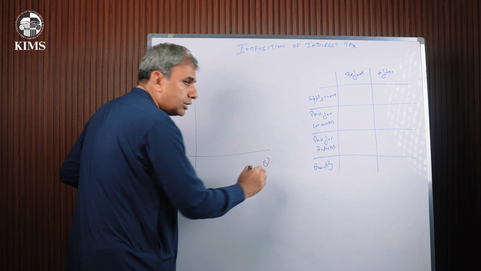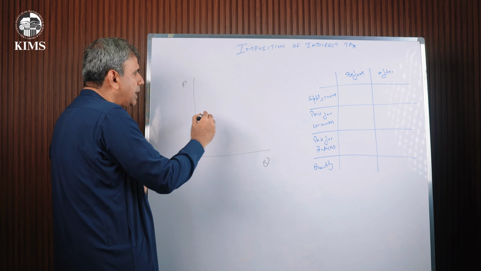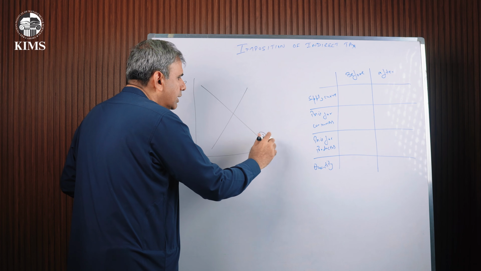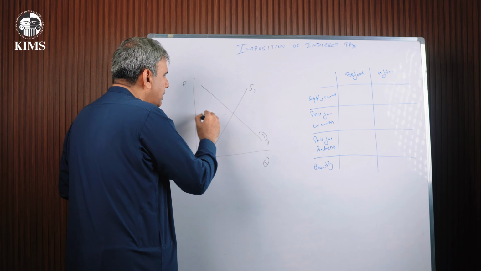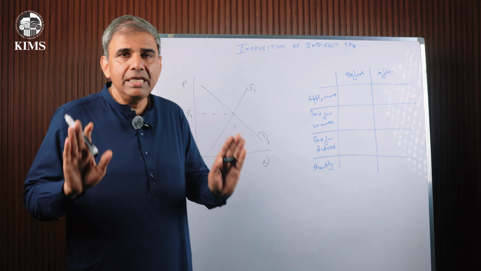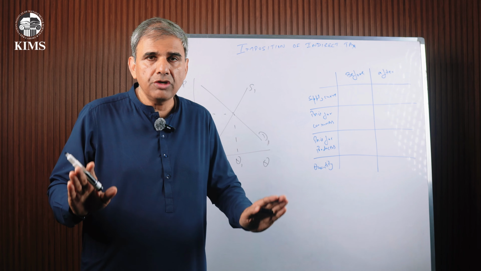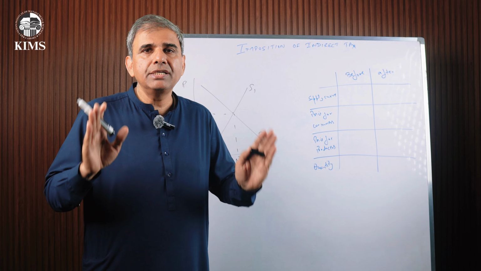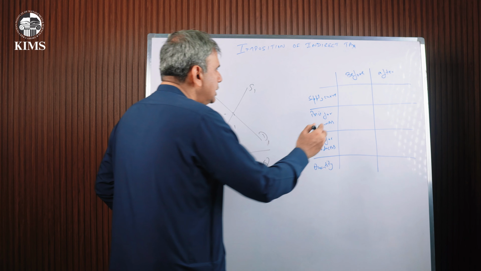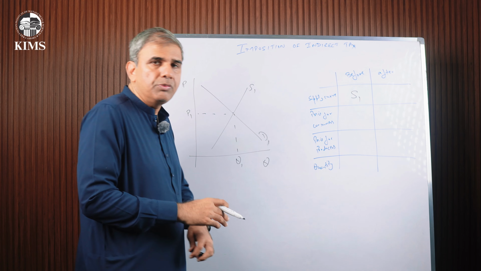Along the x-axis is the quantity, along the y-axis is the price, and the initial demand curve and initial supply curve are D1 and S1. Initial price and initial quantity. Remember, always show the initial equilibrium before you show any shift. Often candidates miss showing the initial equilibrium. So the initial supply curve is S1, that is before the imposition of tax.